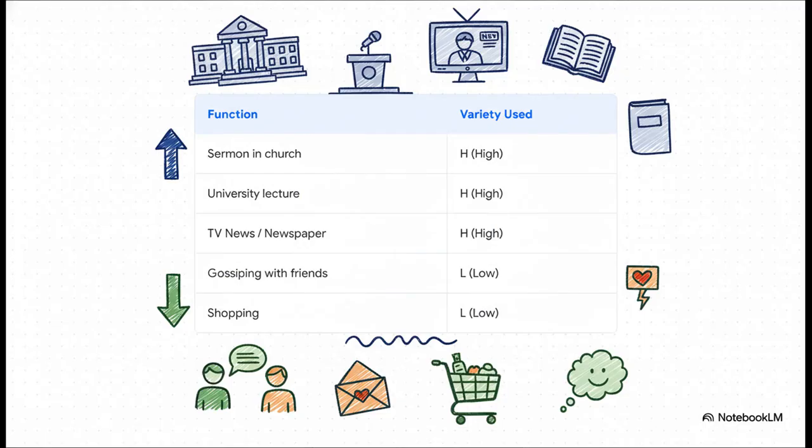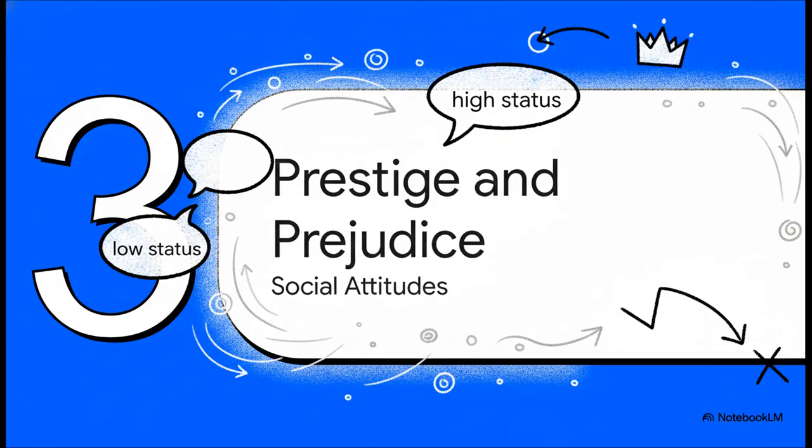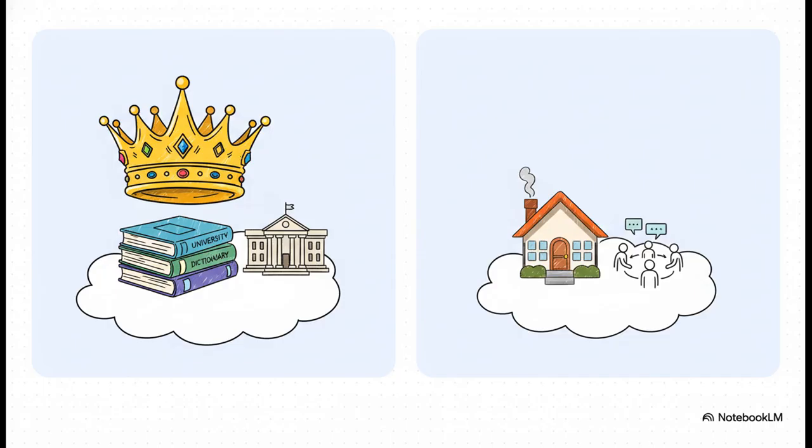And you can see this separation so clearly in practice. The high variety is saved for all the serious, formal stuff, like a university lecture or the evening news. The low variety, well, that's for everything else. Chatting with your friends, telling some jokes, going shopping. It's a very clear-cut division of labor. But this division isn't just about function. It runs much deeper. It's all about how people feel about these language varieties and the kind of social status they carry. When you put them side by side, a hierarchy just jumps right out at you.